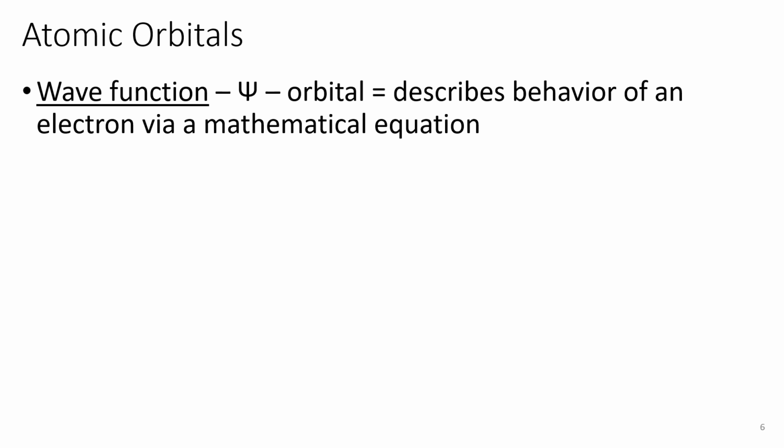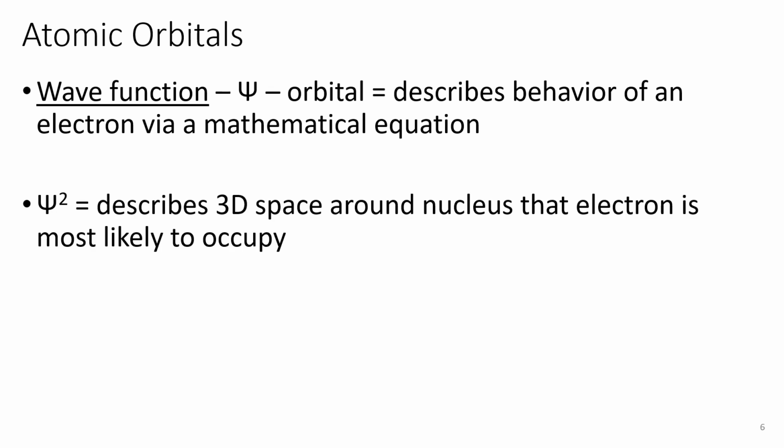And due to the uncertainty principle, we cannot know both the location and the momentum of any particle. So what these wave functions allow us to do is describe the electron via mathematical equations, and it's really Schrodinger's equation that all of this comes from. But where it becomes important for us is looking at the psi squared. The psi squared value describes the three-dimensional space around the nucleus that the electron is most likely to occupy.